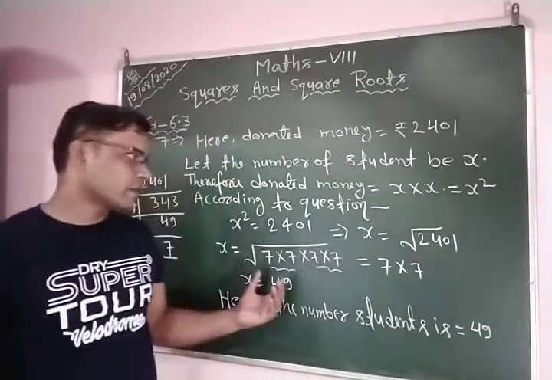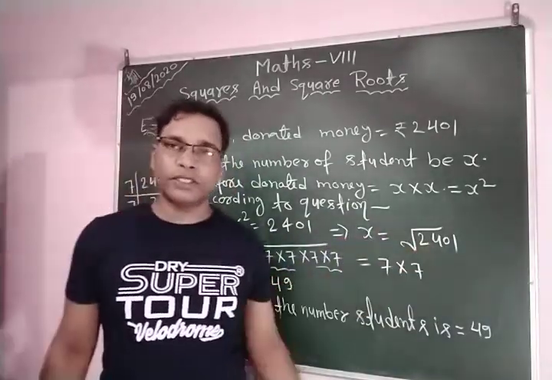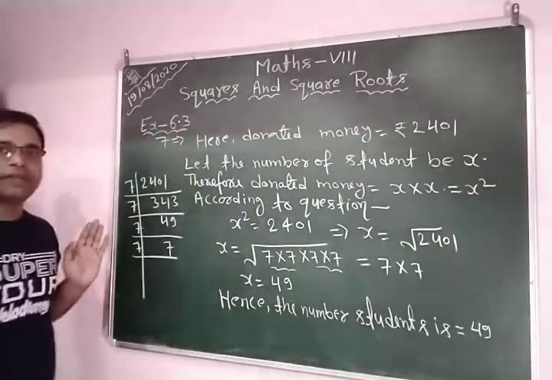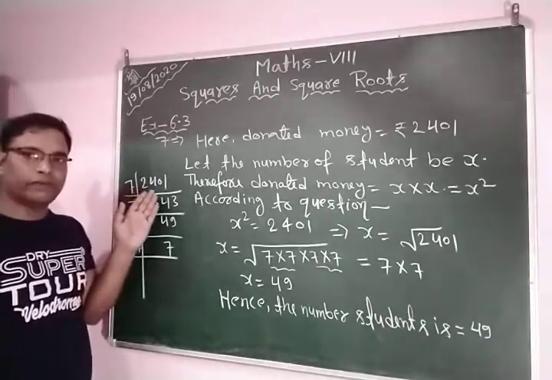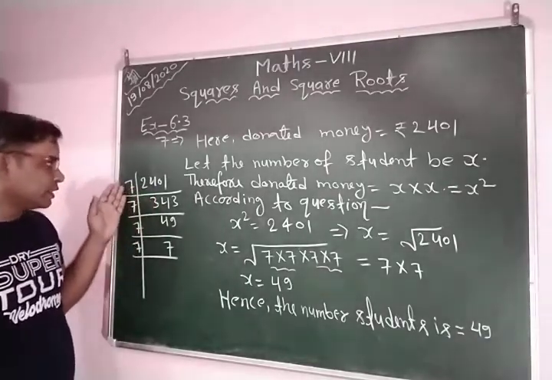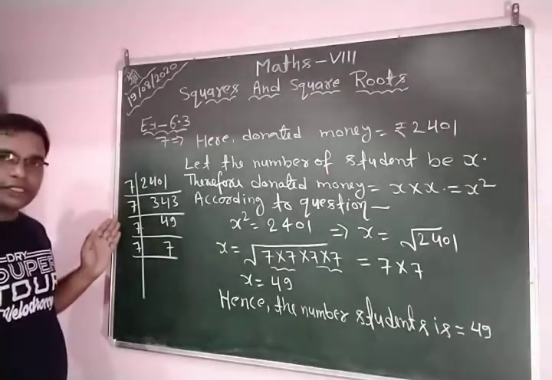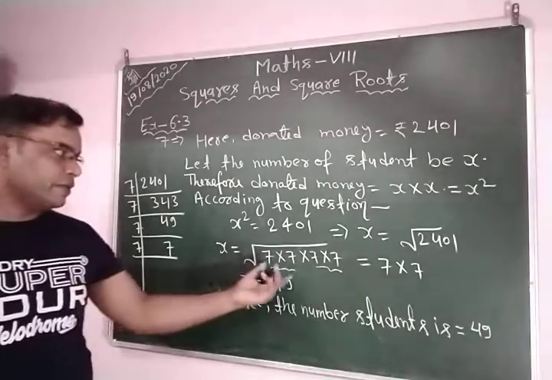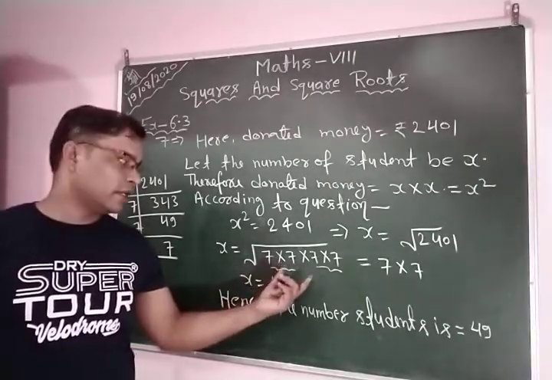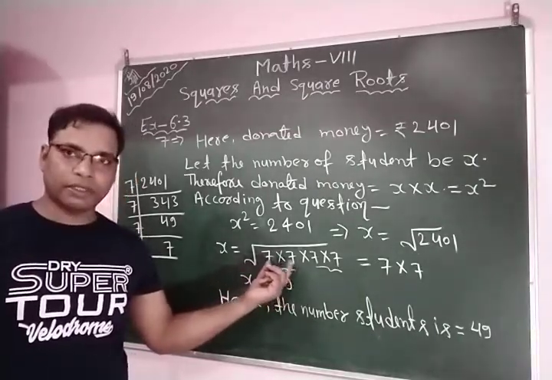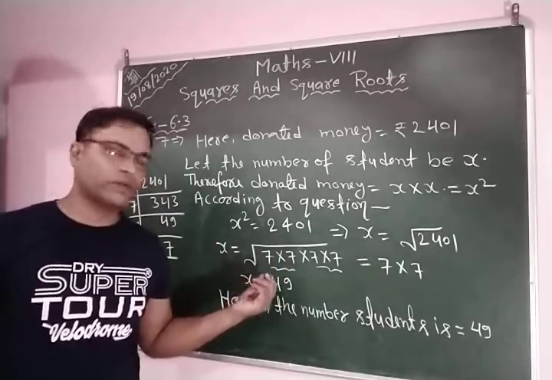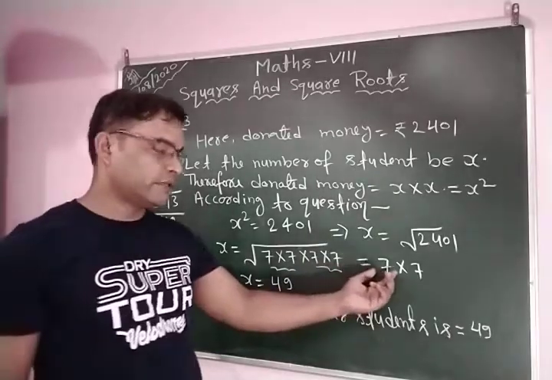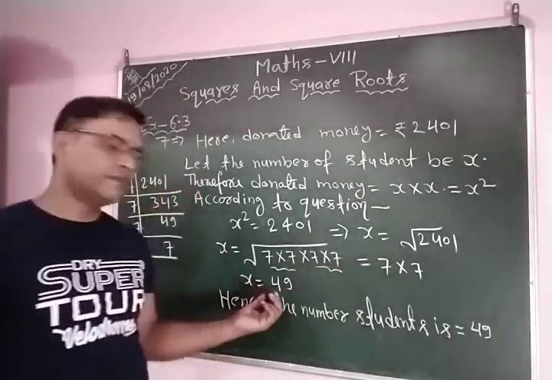Okay. Now we need to find the square root of 2401. For this, first you find the prime factorization of 2401. This is the method to find the prime factorization. After this, we write this under the root, and you can see there are two pairs of 7s. For the square root, we take one prime number from each pair. In this way, we obtain 7 into 7, which is equal to 49.